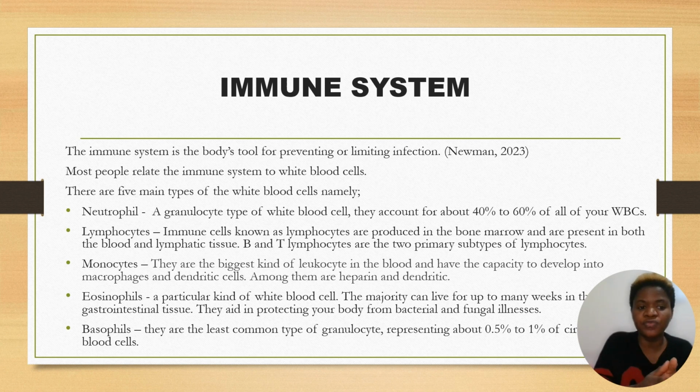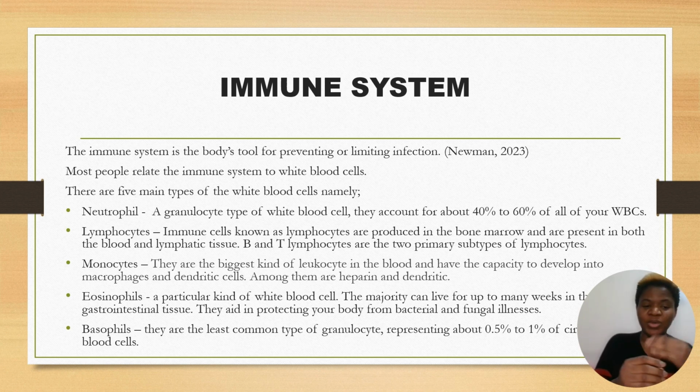We have neutrophils, lymphocytes, monocytes, eosinophils, and basophils. Neutrophils are the largest group in the blood, about 60% of your white blood cells. And we have lymphocytes, which are second to that. Lymphocytes have 3 main types, and this includes B cells, T cells, and natural killers.